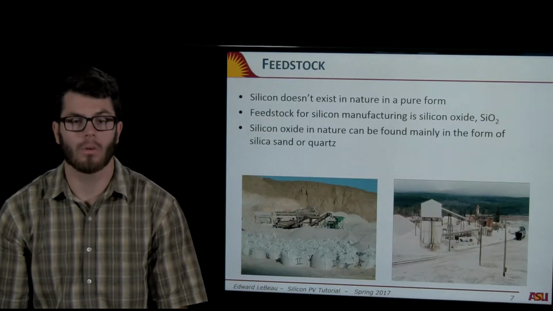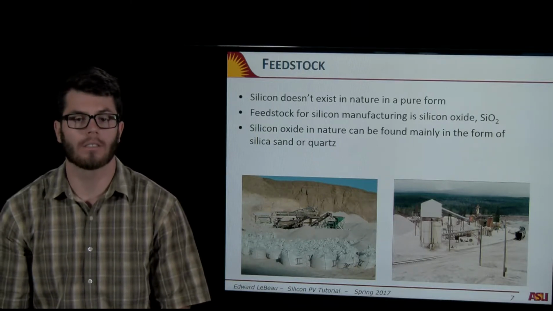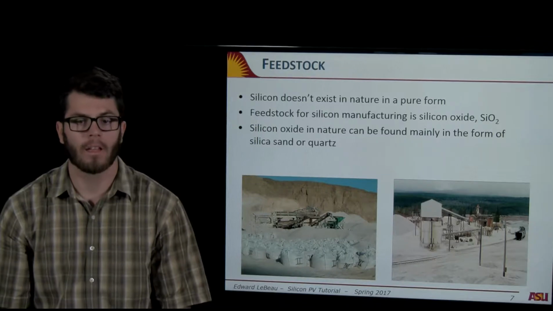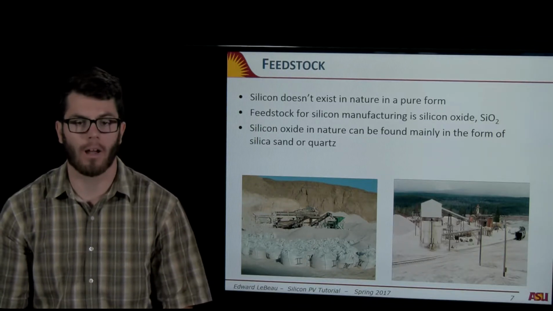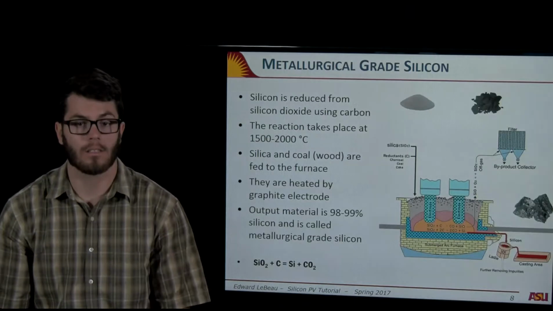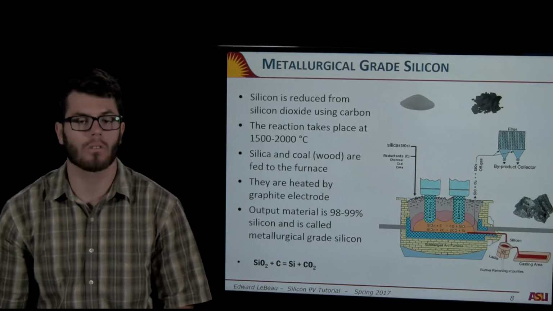So how does it all start? Well, the feedstock is silicon oxide. Silicon doesn't exist in nature in a pure form. So you harvest it, you collect it from the ground as silica sand or quartz, and then you have to process it. So the first thing you do is you create metallurgical grade silicon out of it.